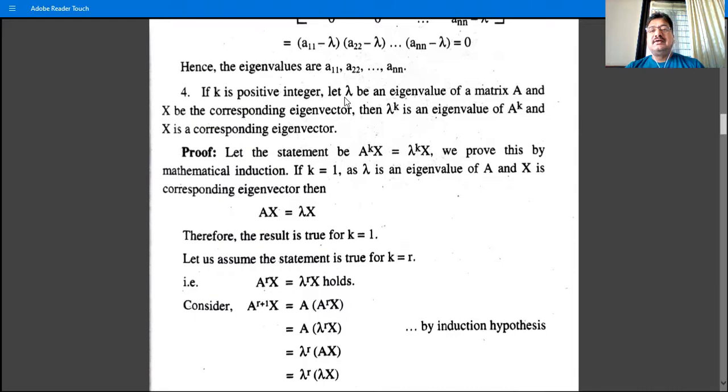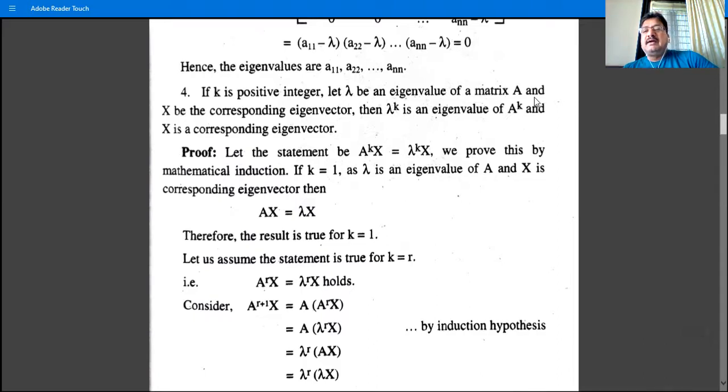K is a positive integer. Suppose we are given the matrix A and the eigenvalues of A are 1, 2, 3. Suppose A is of order 3 by 3 and A has the eigenvalues 1, 2, 3. Then if the question is to find the eigenvalues of A raised to 5, what are they? They are 1 raised to 5, 2 raised to 5, 3 raised to 5. So these are the eigenvalues of A raised to 5.